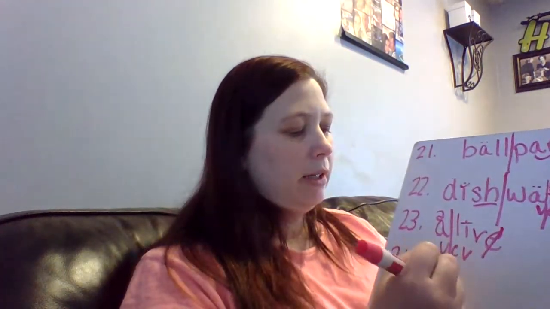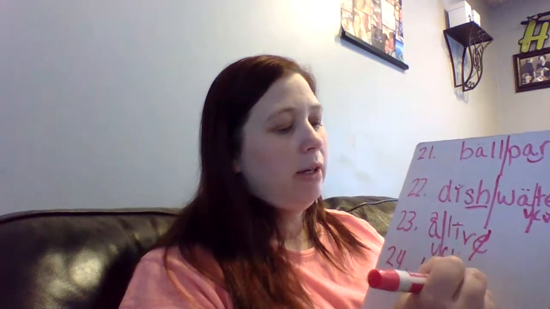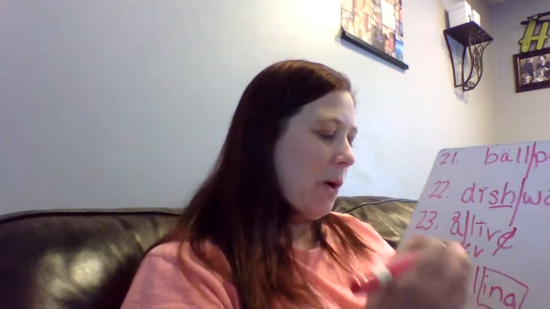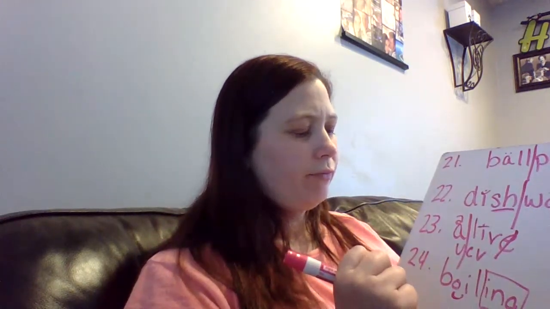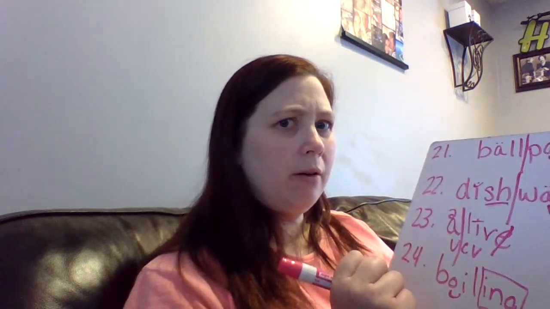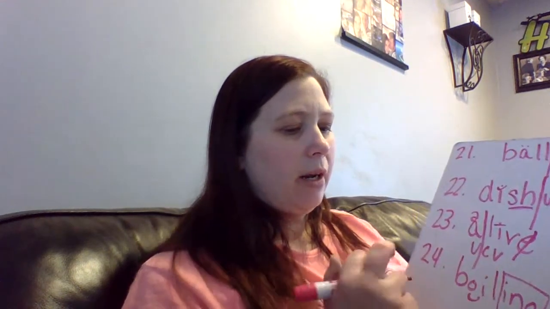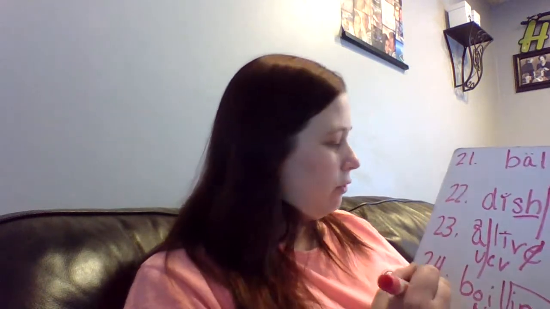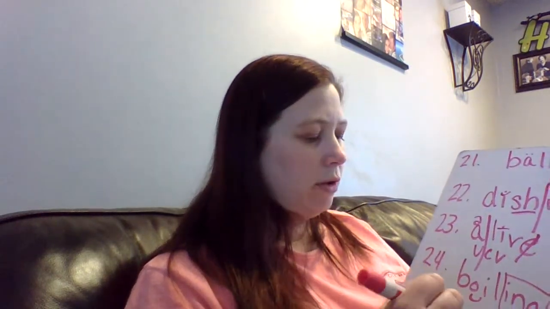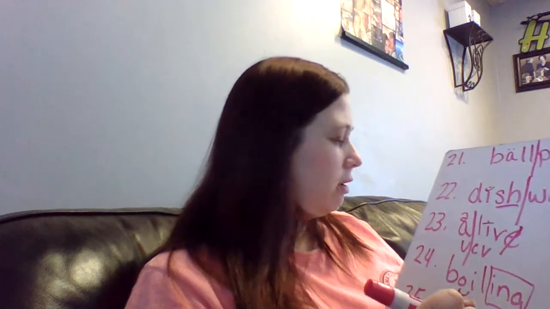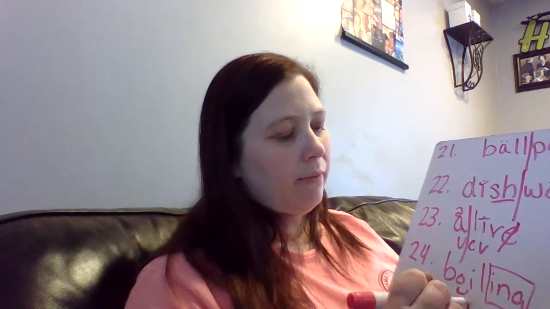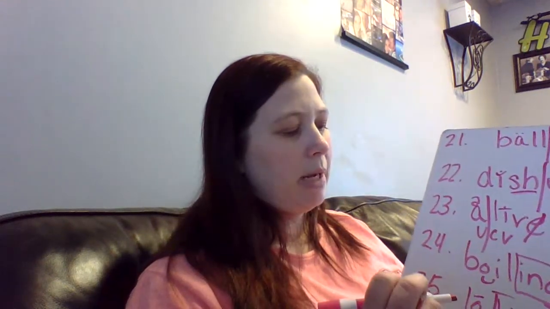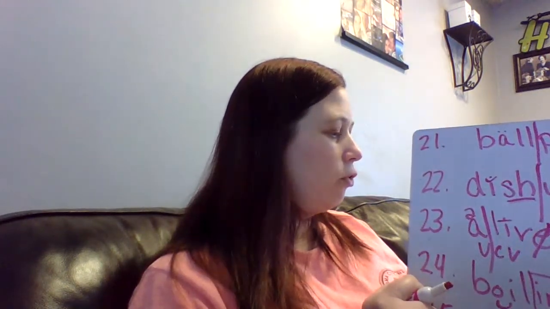24, boiling. Here our ing is a suffix. It gets boxed off. We have our OI. Is that the diphthong? Is OI a diphthong? I think so. All right, that's all we have on that. 25, lotion. We have our tion, final stable syllable, so we bracket that off, and then we have our open O, and it gets a macron. All right, you are going to turn your paper around.